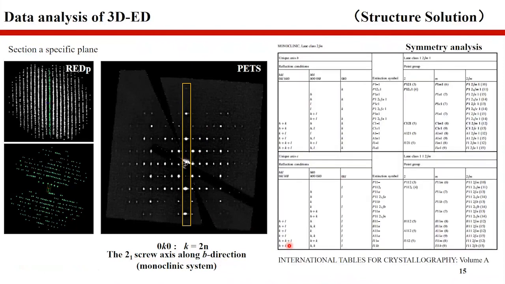If we could section different planes, we could determine more extinction conditions, and all these extinction conditions could be related to crystal symmetry, so that we can use the International Tables for Crystallography to deduce the possible right symmetry, the possible right space group for this crystal. That will be very helpful for the real structure solution.